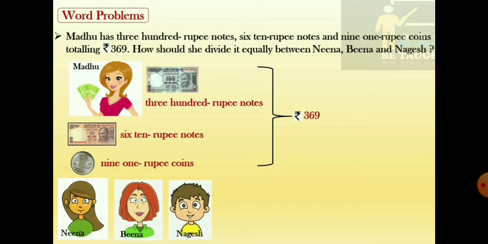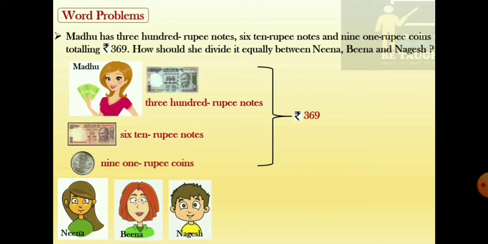Madhu has 300 rupee note, 6 notes of 10 rupee, and 9 rupee 1 rupee coins, and the total of this is 369. Okay, I repeat, Madhu, there is a girl Madhu, she has some money, total 369. So how many denominations are there of notes?